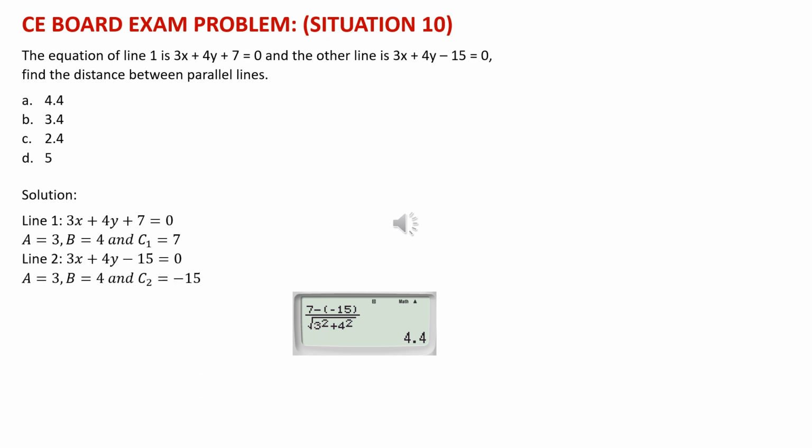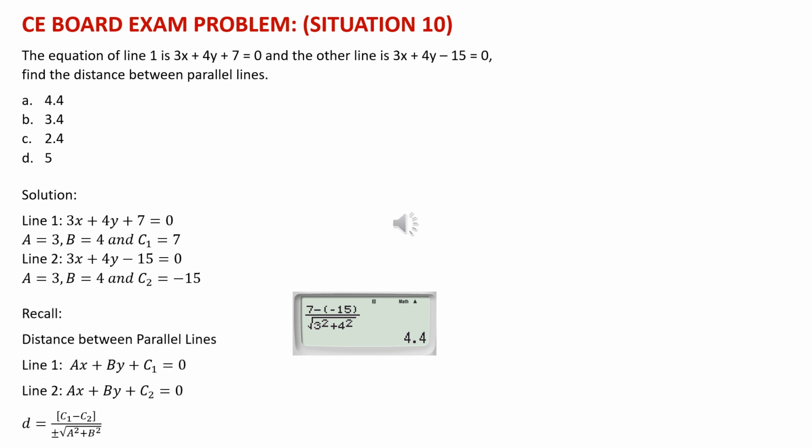For the start of our solution, let us have line 1, wherein the value of a is equal to 3, b is equal to 4, and c sub 1 equals 7. While line 2, wherein the equation is 3x plus 4y minus 15 equals 0, the value of a is also 3, and b is also 4, while c sub 2 is equal to negative 15.